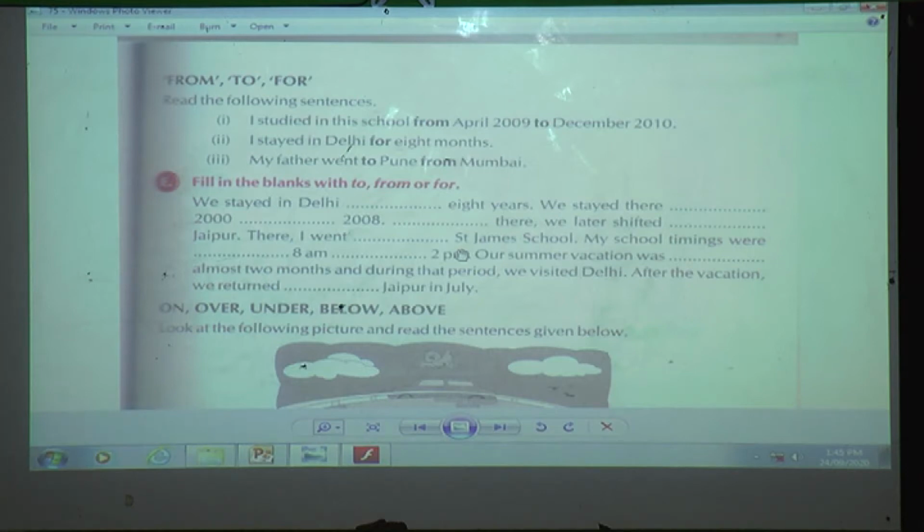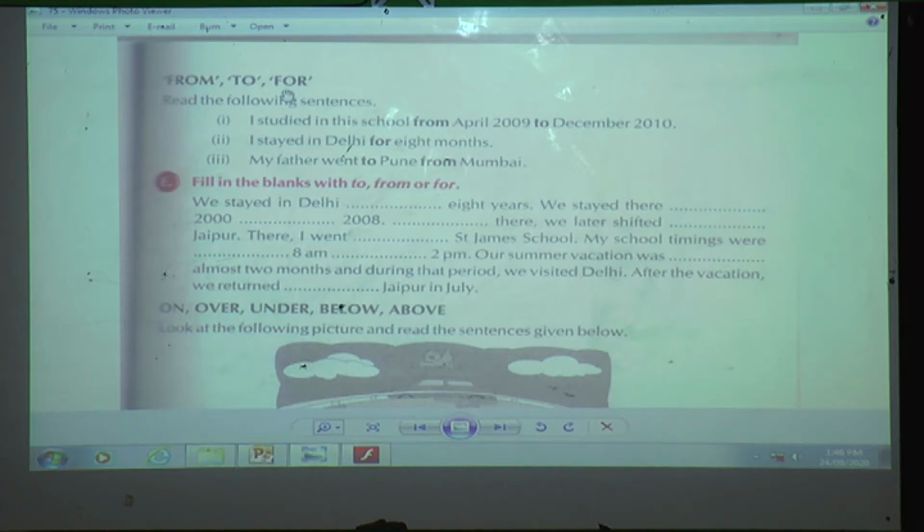Now if you see here, in the second example only a particular period is given, that is, I stayed in Delhi for 8 months. So which preposition have they used, students? Yes, for. How long did he stay? Delhi for 8 months. So which preposition is used here? For. So in this way we see how they have used from, to, and for.